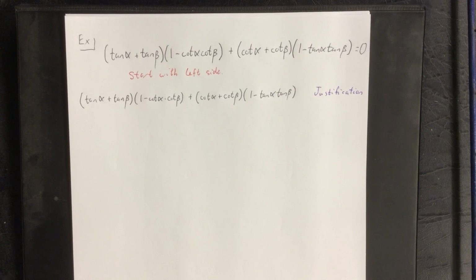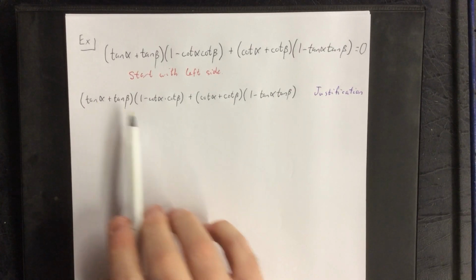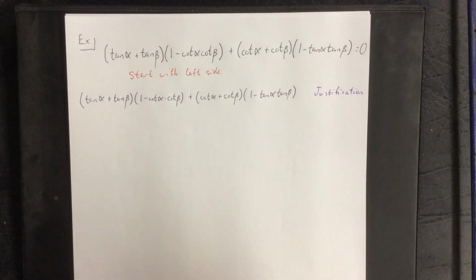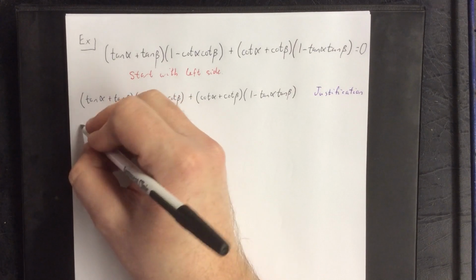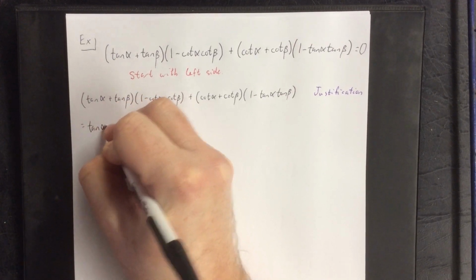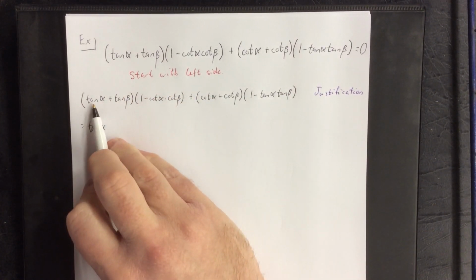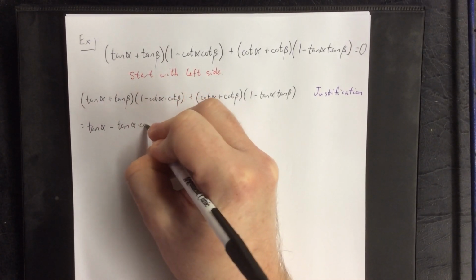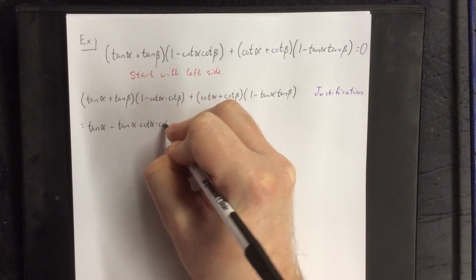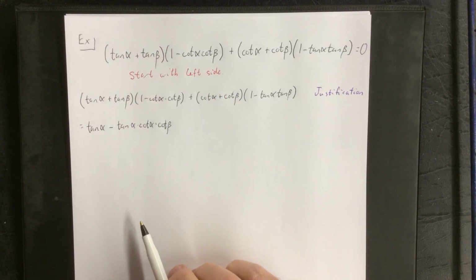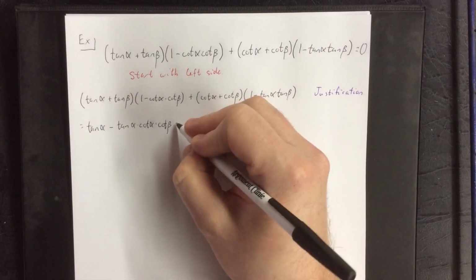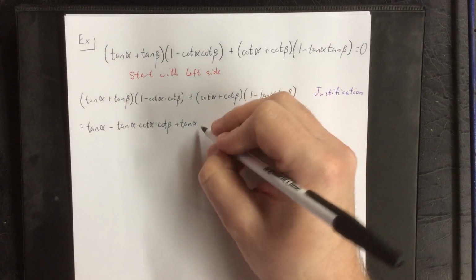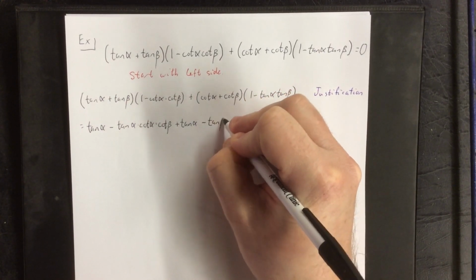So first thing I'm going to do right out of the gate is when I have two things added and two things subtracted and those two things are being multiplied together, what I tend to do with that is FOIL. So tangent of alpha times 1. Then outer, that'll be minus tangent of alpha times cotangent of alpha times cotangent of beta. Then inner will be tangent of beta times 1. And then last will be minus tangent of beta.